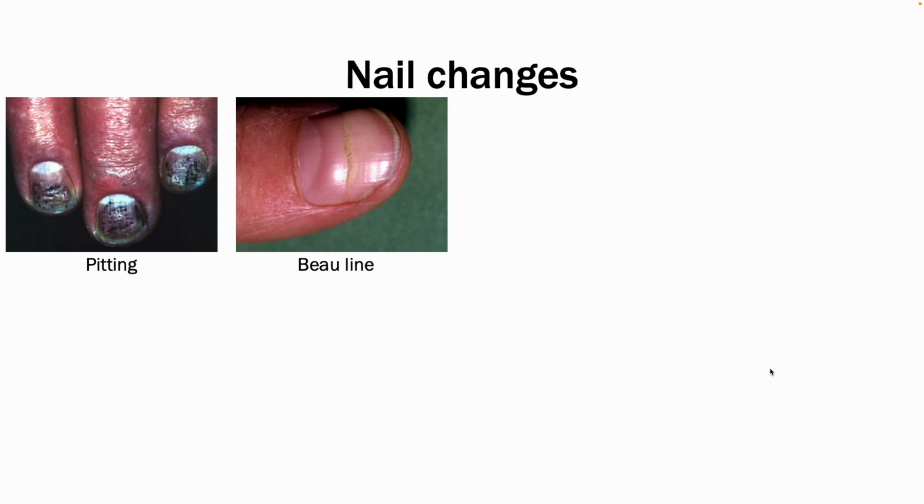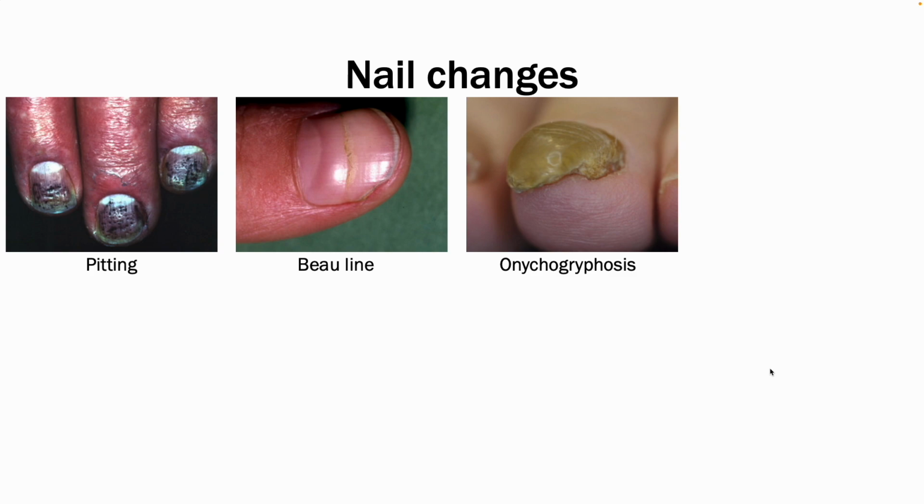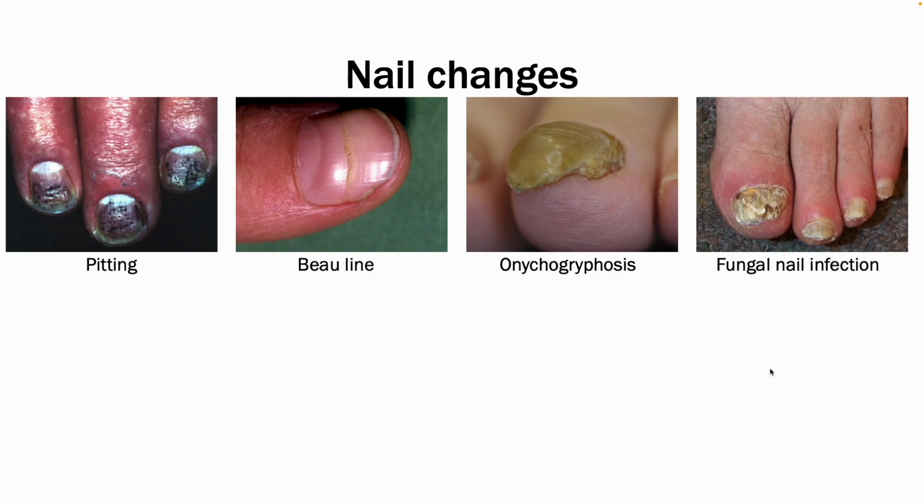Next, there's Beau's lines, which are essentially transverse lines that are caused by acute systemic illness, which temporarily prevents the nail from growing at the normal rate. Next, you have onychogryphosis, which is basically a very thick, hard nail, often said to be in the shape of a ram's horn. It is associated with aging, but also psoriasis and trauma. Fungal nail infections, again, as the name suggests, but typically you would see a degree of breakdown of the nail itself and thickening and yellowing of the nails.